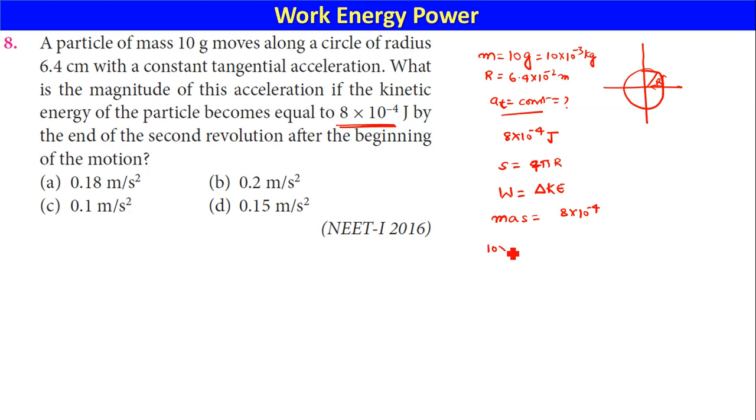So what is the mass here? 10 into 10 power minus 3. What is the acceleration? That is what you need to find. What is the displacement? 4 pi times r, which is 6.4 into 10 power minus 2, is equal to 8 into 10 power minus 4. If you calculate all this, you will get the answer as 0.1 meter per second square, near to this. Okay, so yes, that's it.